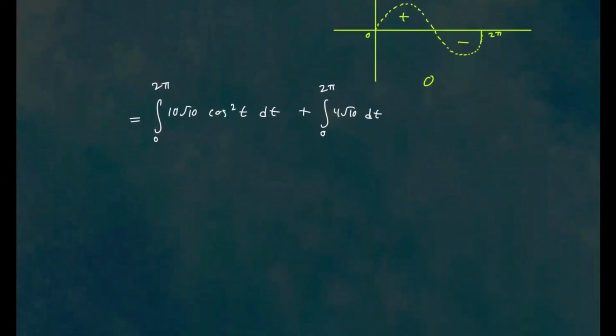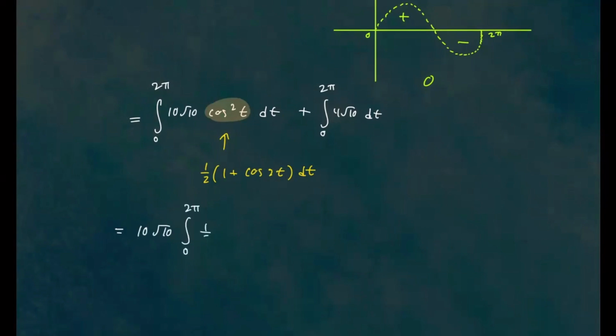All right, now here we use the identity. This can be replaced with the identity 1/2, 1 plus cosine of 2t dt, and then we evaluate that. Now, if you want to pull out the constant 10 square root of 10, we have the integral from 0 to 2 pi of 1/2, 1 plus cosine 2t dt. Now, the last one, this integral right here, will simply use the power rule of integration. That is 4 square root of 10 times 2 pi. So that's the value of that integral.